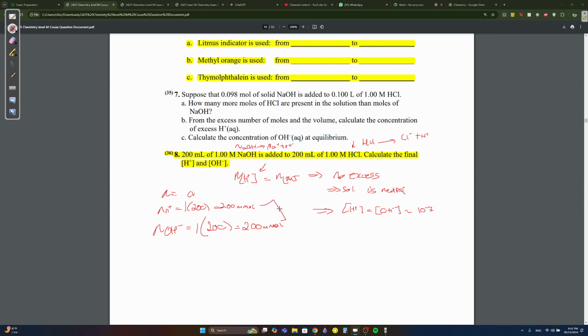Since they both have the same number of moles, you write that there's no excess. That means the solution is neutral. That means you get this. Okay.